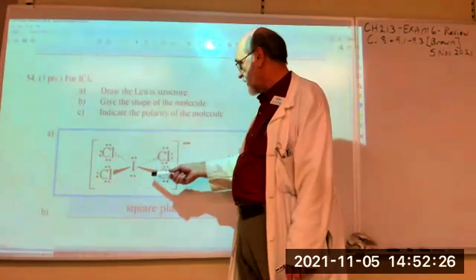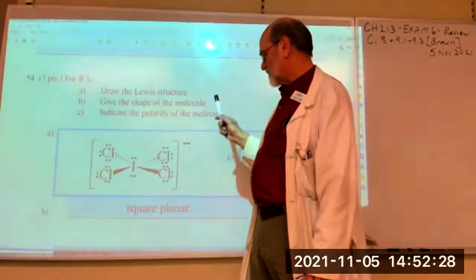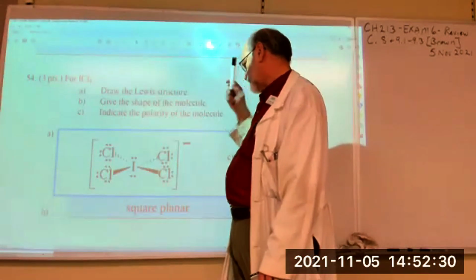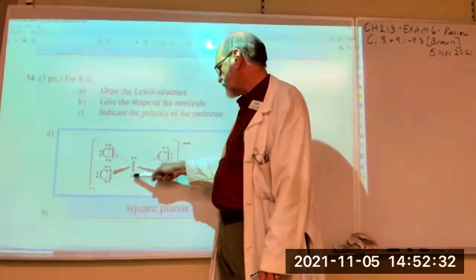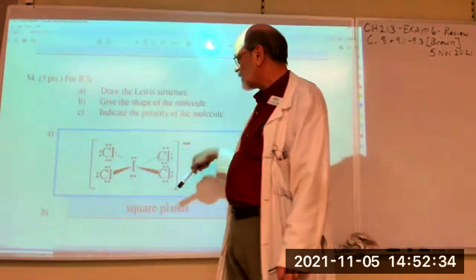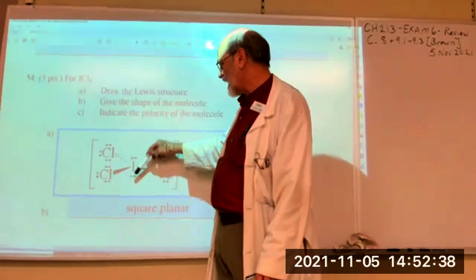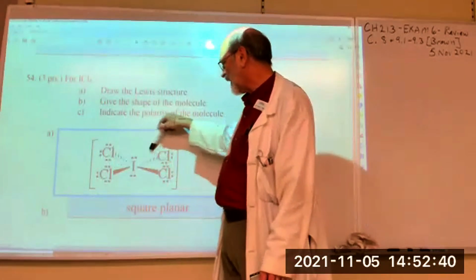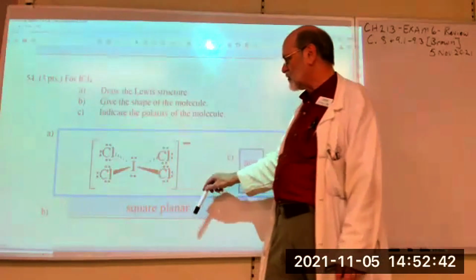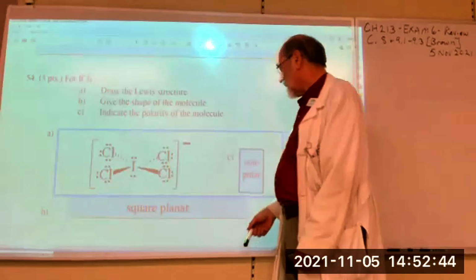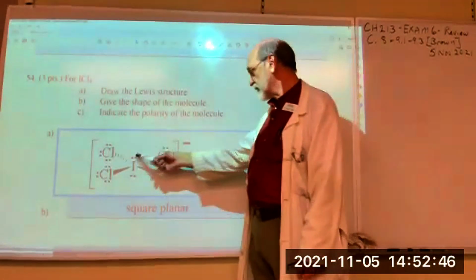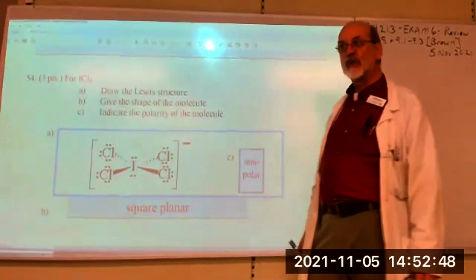Basically what you have is an octahedral, 1, 2, 3, 4, 5, 6, an octahedral electronic structure, but these lone pairs are at the apex. So this is a square planar. That's the molecular geometry. And because of that symmetry, it's nonpolar.